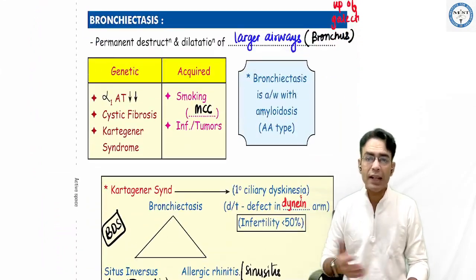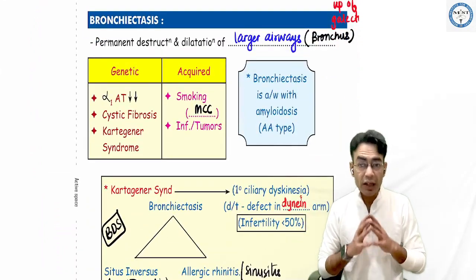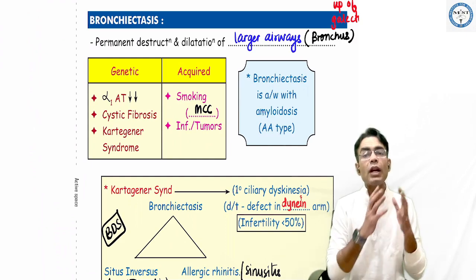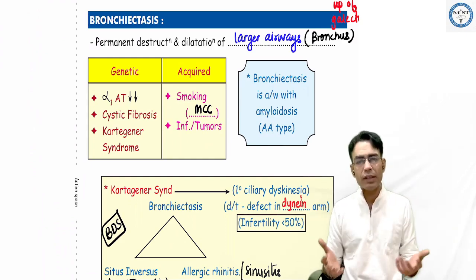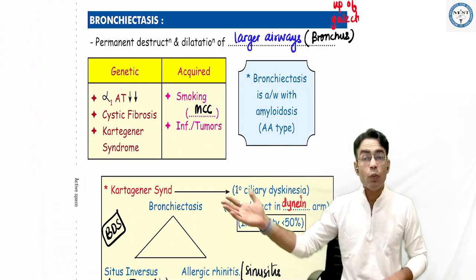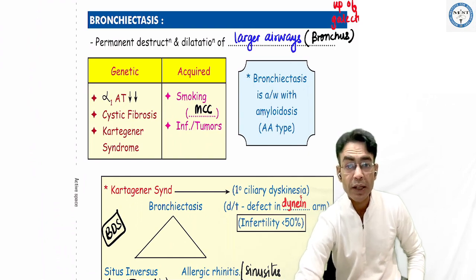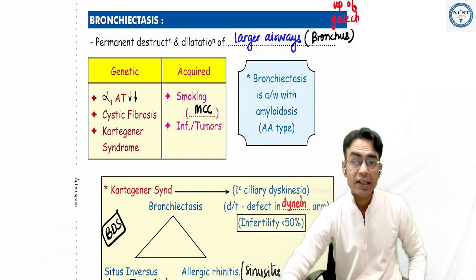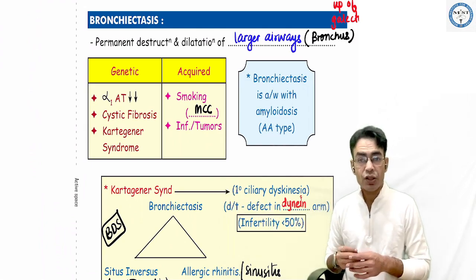Then bronchiectasis, again the most common cause is smoking. It is the destruction and dilatation of larger airways, where we are talking about the bronchus basically. It can be genetic, it can be acquired. Again, all the same causes: alpha-1 antitrypsin deficiency, cystic fibrosis, Kartagener syndrome, which is primary ciliary dyskinesia. And the mnemonic for Kartagener syndrome we have done is BDS. You are having bronchiectasis, dextrocardia, and sinusitis, allergic sinusitis.